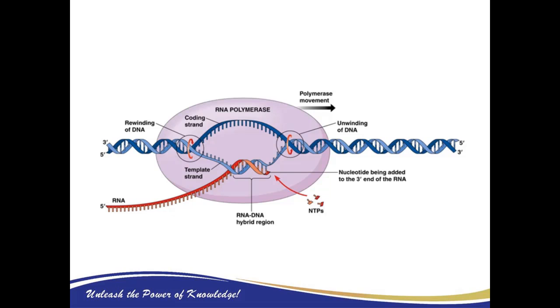Now the newly synthesized RNA has a sequence totally similar to the coding strand. The only difference is the RNA has uracil, whereas the coding strand has thymine. So the sequence in the coding strand is just similar to the mRNA sequence, and the RNA sequence is complementary to the template strand. Now the RNA polymerase moves in a 5' to 3' direction and synthesizes the mRNA.